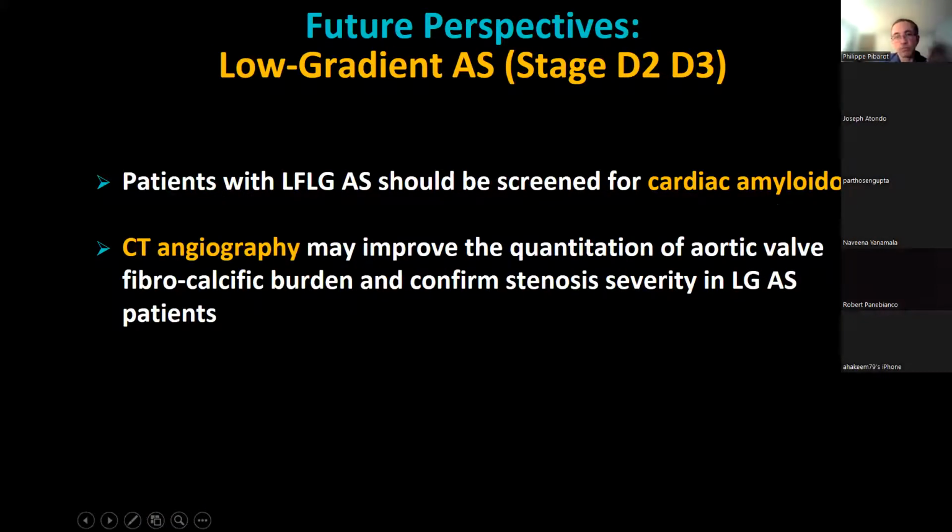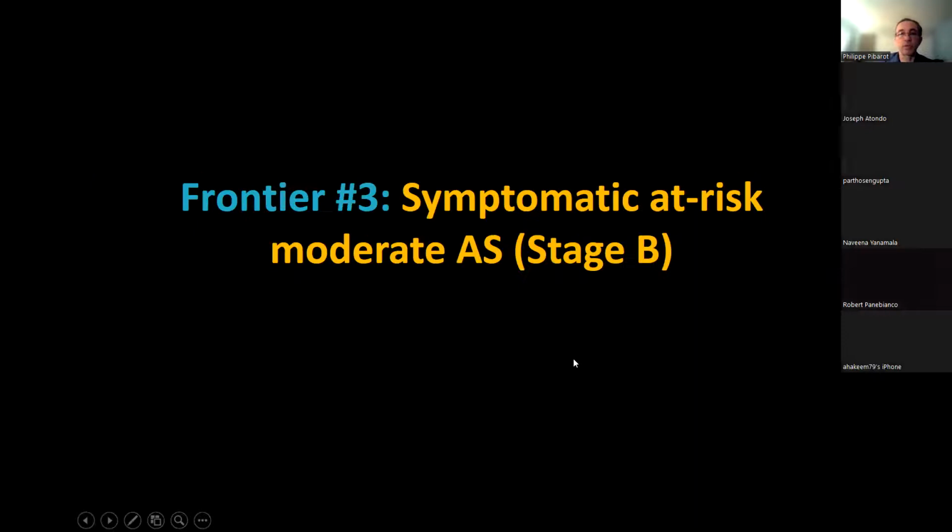Just be careful in patients with low flow, low gradient, especially those with paradoxical low flow, low gradient with preserved EF, especially when they have this pronounced concentric hypertrophy. Look for red flags of cardiac amyloidosis, and if any, confirm the diagnosis. And CT angio may actually improve the quantification of the fibro-calcific burden on the aortic valve in low flow, low gradient AS, especially those with concomitant amyloidosis.